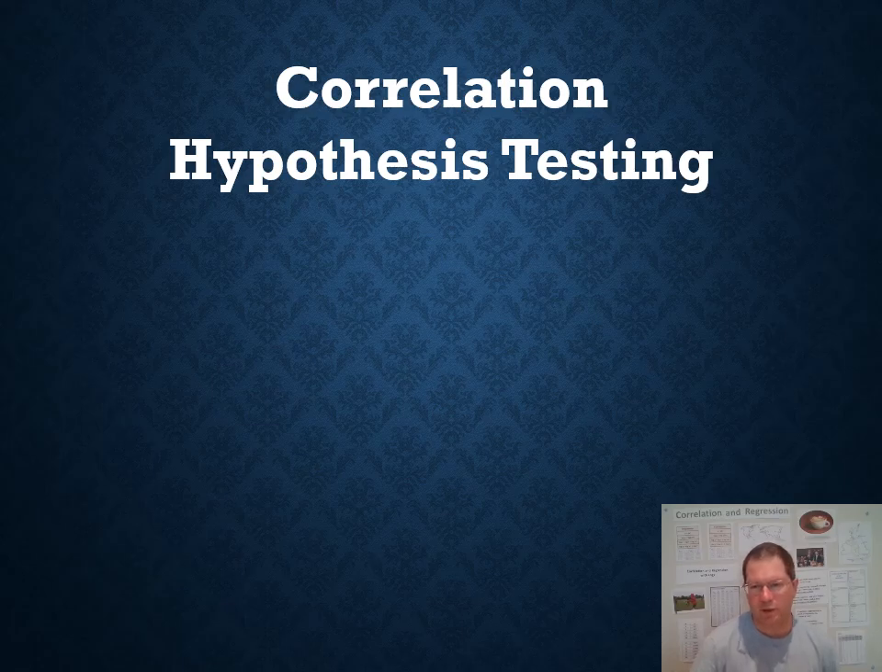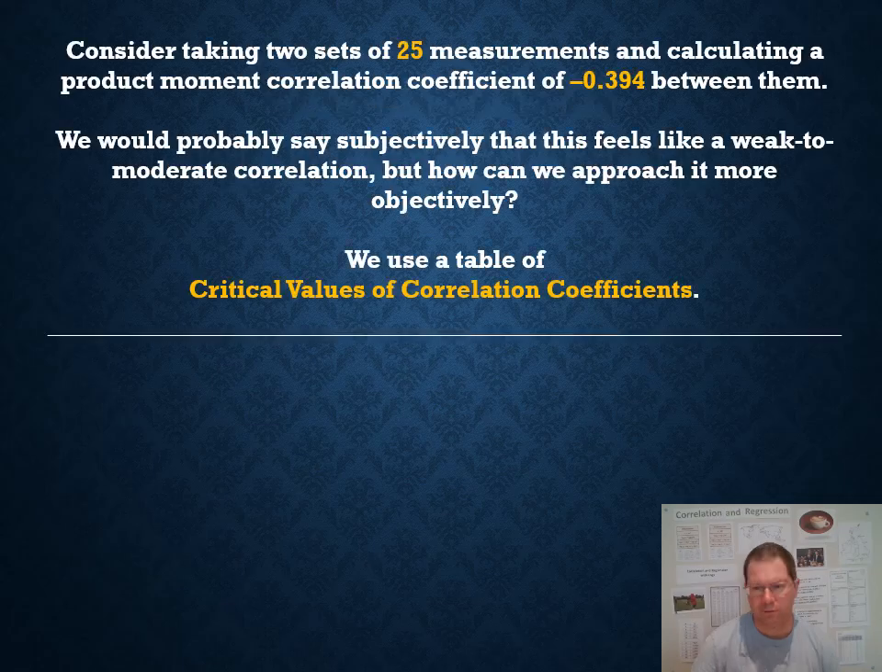Hello, in this video we're looking at hypothesis testing as it relates to correlation coefficients. So a little thought experiment. Consider that we've taken two sets of 25 measurements and we've calculated a product moment correlation coefficient of negative 0.394 between the measurements. We would probably say, if we were asked subjectively, that this feels like a weak to moderate correlation, but how can we approach it more objectively?